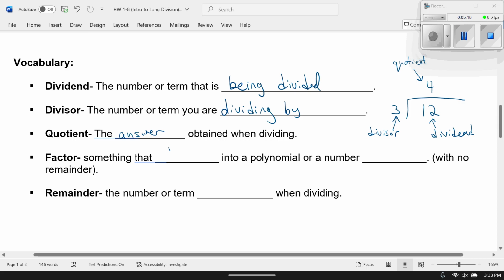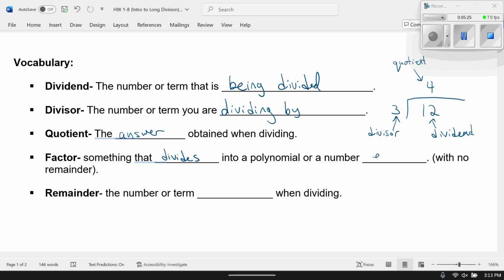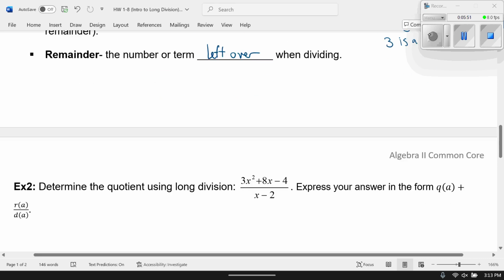Now, a factor is something that divides into a polynomial or a number evenly. In other words, there are no remainders. So in the case above, 3 is a factor because we could divide 12 by 3. We know that 3 times 4 is 12. And a remainder is the number or term left over when dividing.